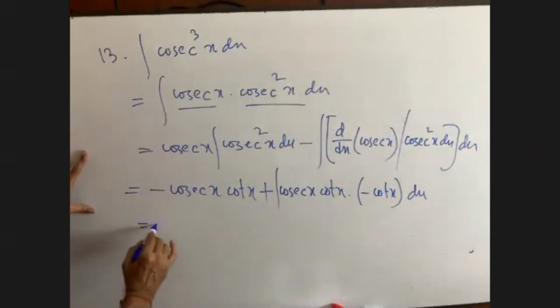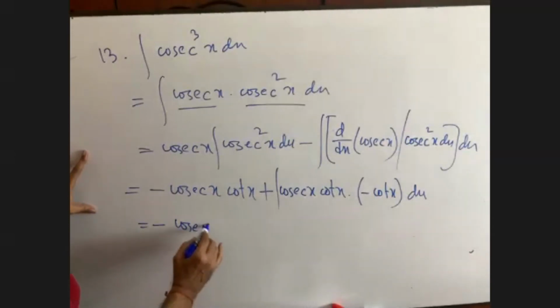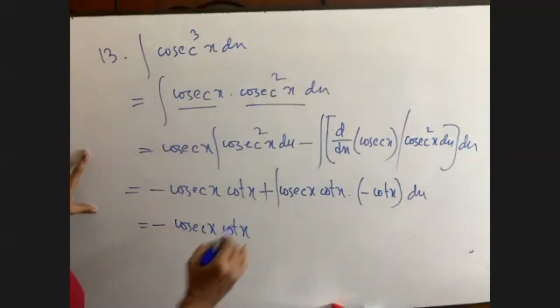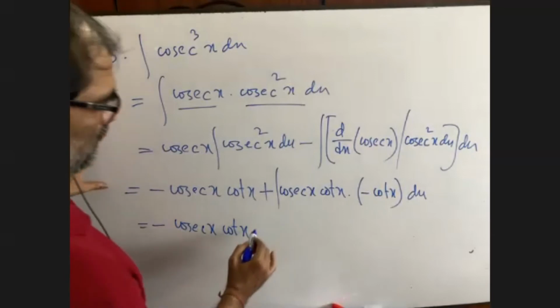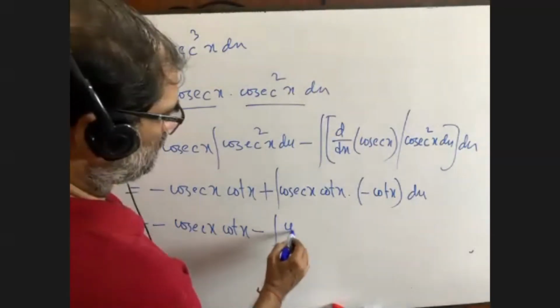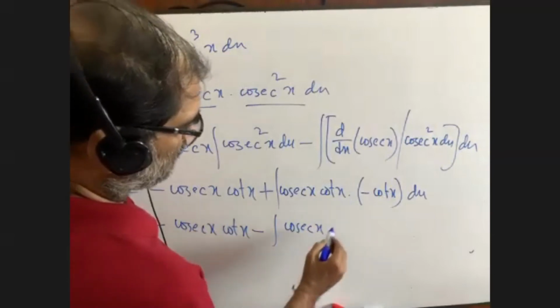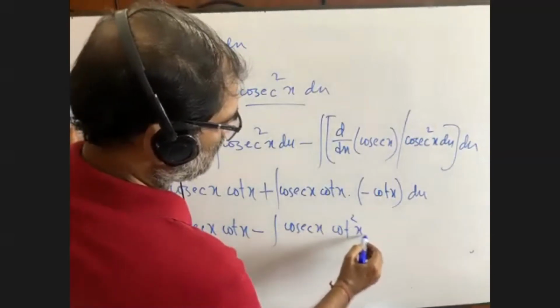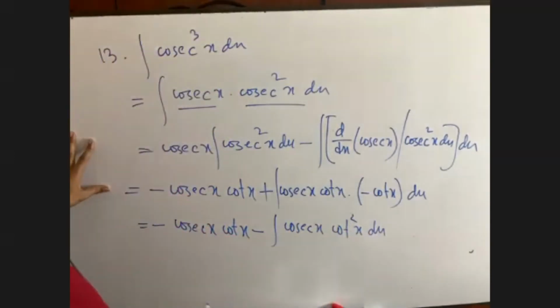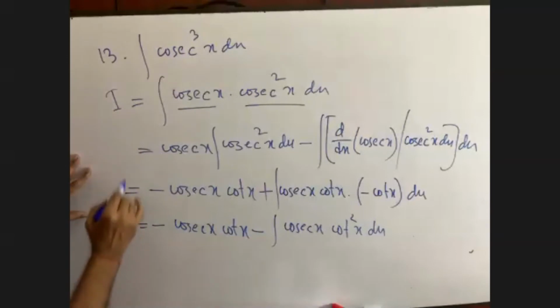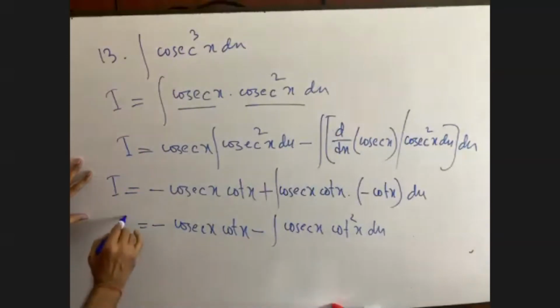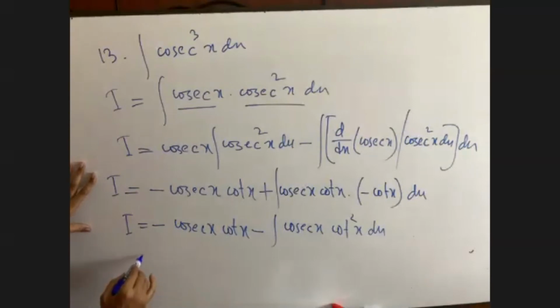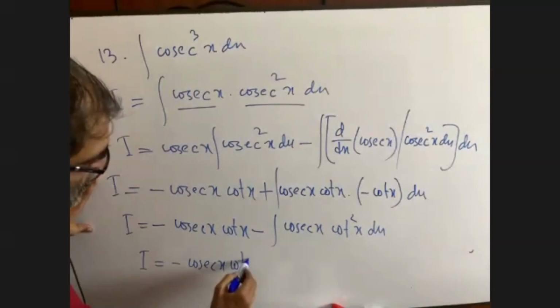Now you see again minus cosec x cot x. Now here it is minus. We are getting cosec x and it is cot square x dx. Okay, you can write down here I is equal to I. That is, we are getting I is equal to minus cosec x cot x minus.